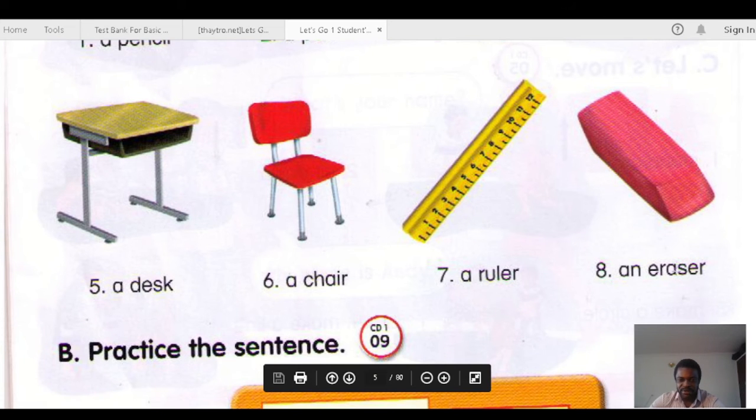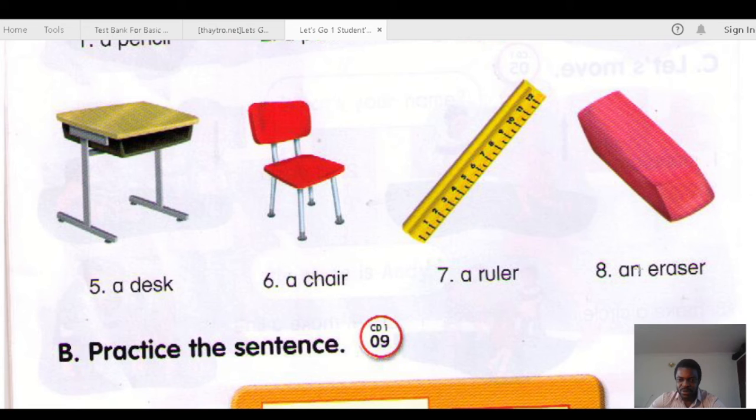Why do we use an eraser here? Because eraser starts with E, and E is what? A vowel sound. The vowel sounds: A, E, I, O, U. E is a vowel sound. That's why we use an. The same goes for an apple. Apple starts with A, which is a vowel sound. So say an apple. But an apple means it is one apple. Just like a ruler means one ruler.